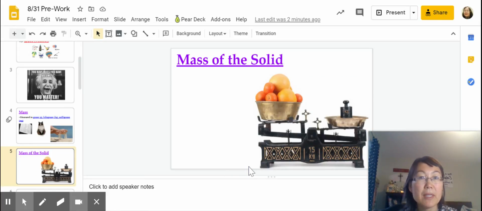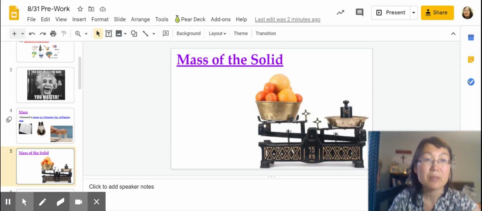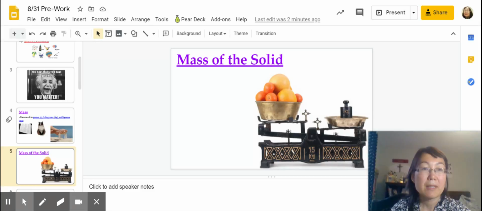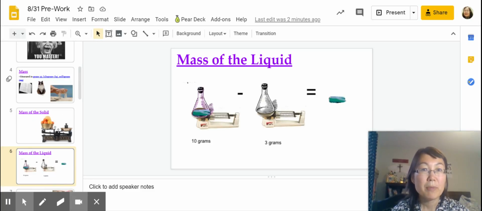Okay, so how do we measure the mass of any solid? I know you have this experience. You probably measured yourself, and then also you went to the grocery store and you measured some groceries. Yeah, we use the scale to measure the mass of the solid.